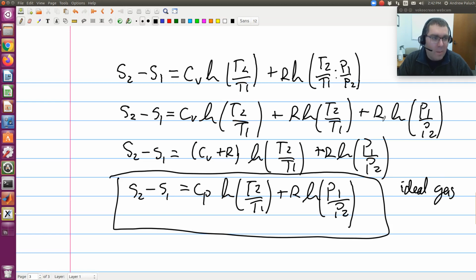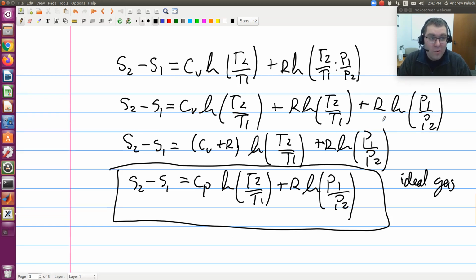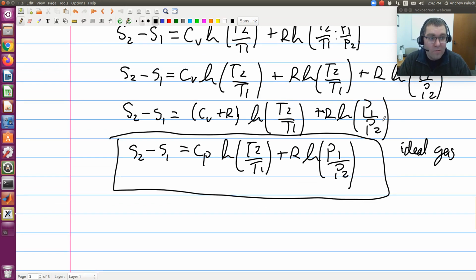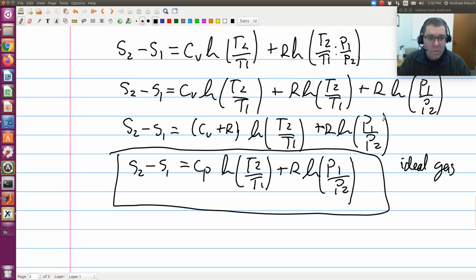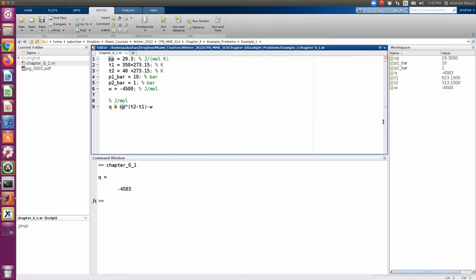because in integrating the volume-dependent term, we assumed we had an ideal gas. This is the equation listed for the general entropy change of an ideal gas between some initial and some final state. If you had an actual fluid, you'd add on your difference in residual values, which you could compute using a cubic equation of state. All right, so we have everything. So let's go ahead and calculate the change in entropy.